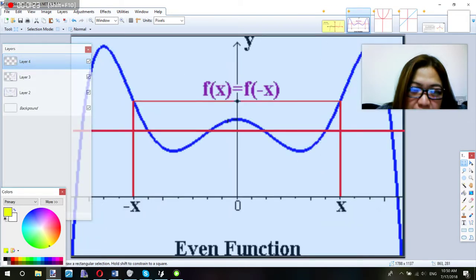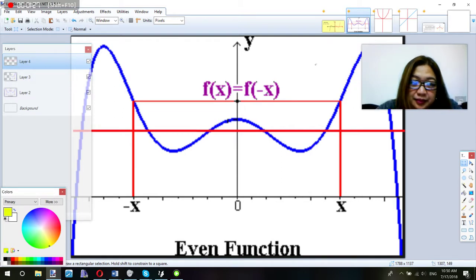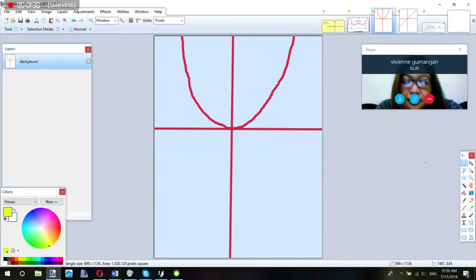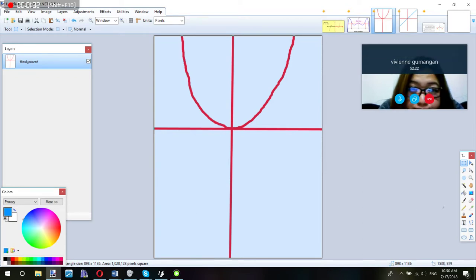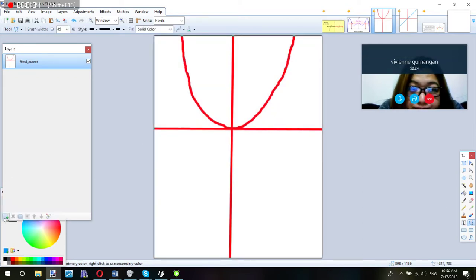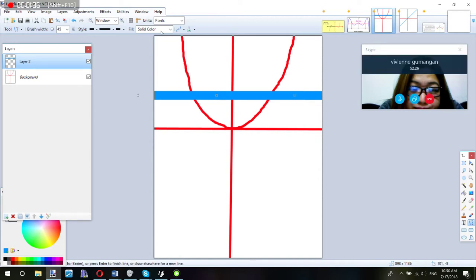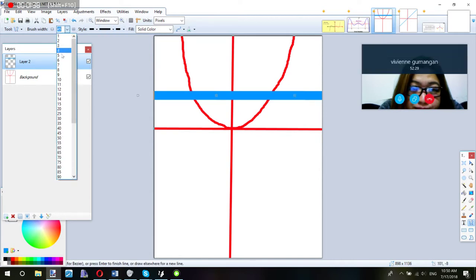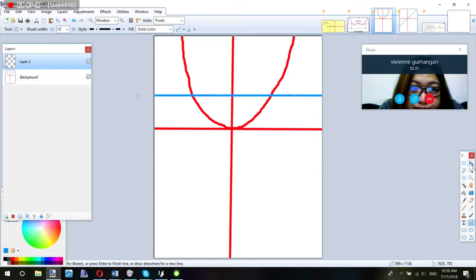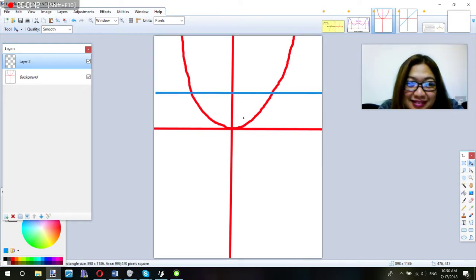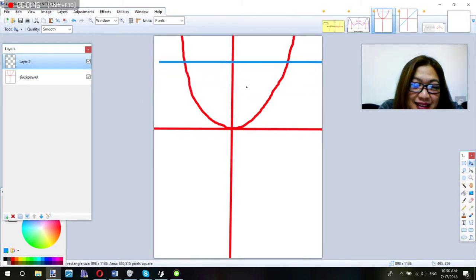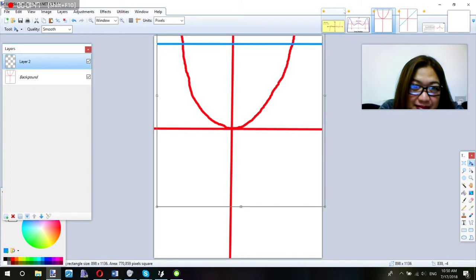Mathematically, I could say this. F of x is equal to f of negative x, which just means all of my y values on one side are equal to my y values on the opposite side. Again, looks something like this. If I was going to draw a straight line here, my y value on one side of the graph is equal to the y value on the opposite side of the graph that this line is passing through.